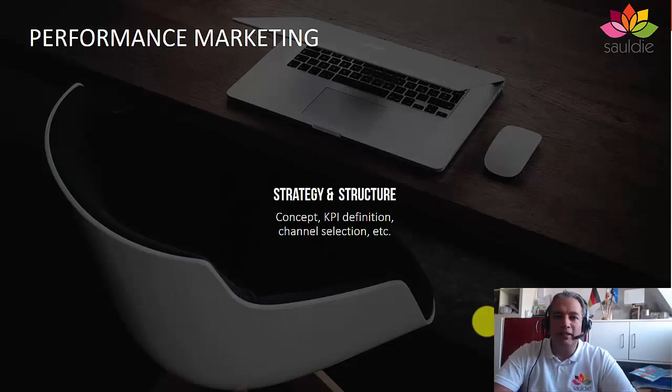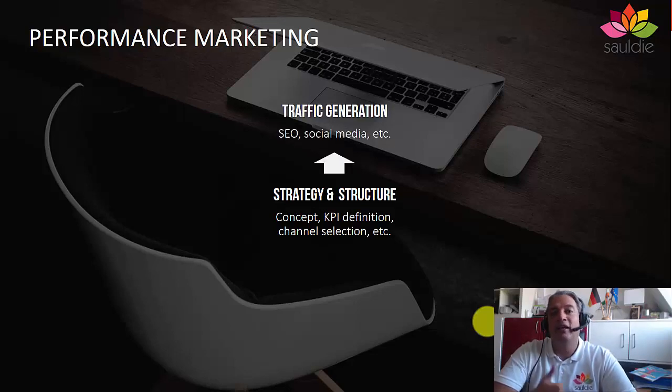Now, performance marketing has 4 important pillars. So the first thing is it needs a strategy. It needs a concept. It needs the definition of KPIs, channel selection, and then it generates traffic. So first we have to really define a strategy and a structure in the company. And this is what I do for many companies internationally, Europe-wide, in Germany, Holland, Switzerland, Austria. So develop a real strategy and structure to generate traffic.